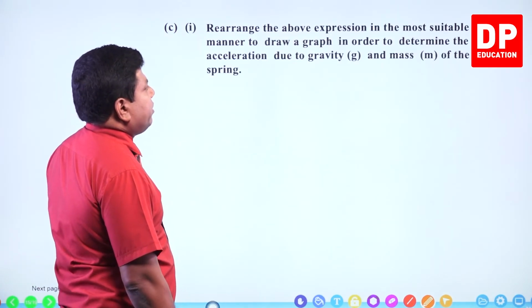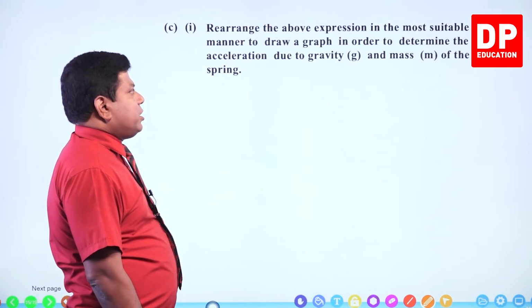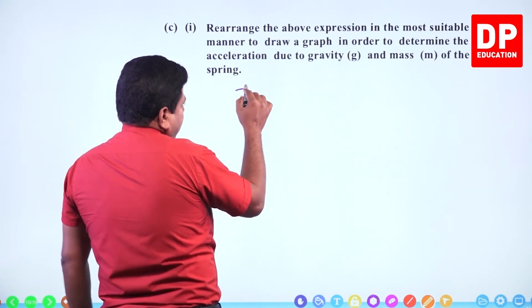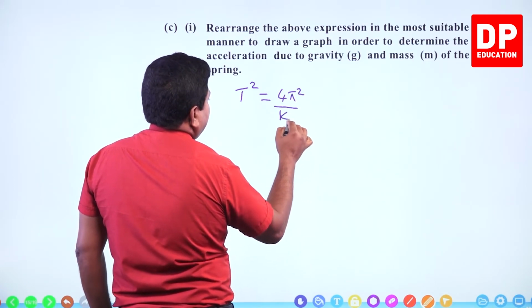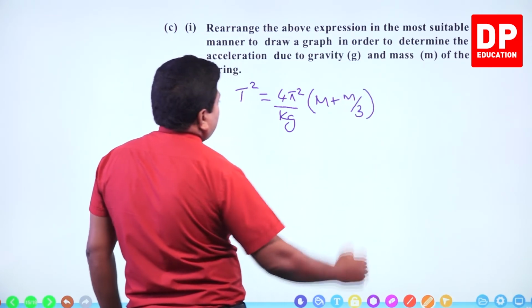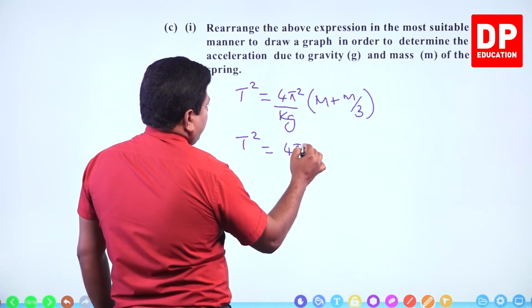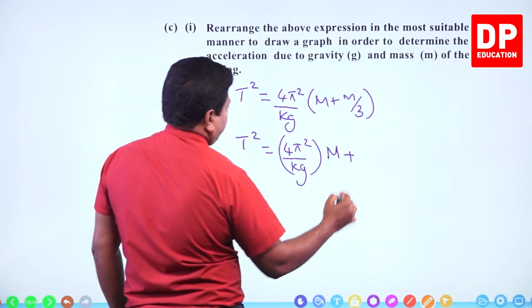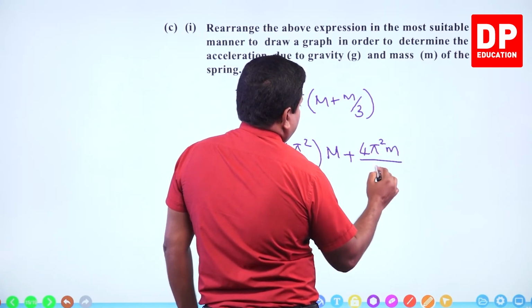Rearrange the above expression in the most suitable manner to draw a graph in order to determine the acceleration due to gravity g and mass m of the spring. Let's square it first. T squared will be 4 pi squared over kg times M plus m by 3. Now this m is constant. So T squared will be 4 pi squared over kg into M, plus 4 pi squared simple m over 3 kg.